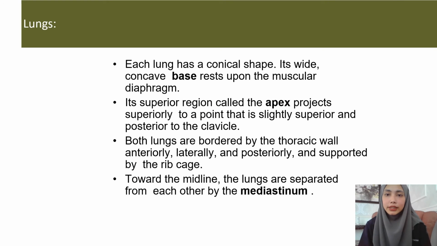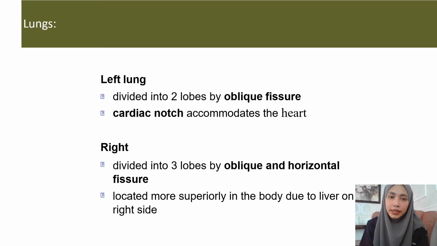Each lung has a conical shape. Dia bentuk macam cone. So its wide concave base rests upon the muscular diaphragm. So, and its superior region, paling atas, we call it apex lah. So it projects superiorly to a point that is slightly superior and posterior to the clavicle. Both lungs are bordered by the thoracic wall anteriorly, laterally, and posteriorly, and supported by the rib cage. Towards the midline, the lungs are separated from each other by the mediastinum.